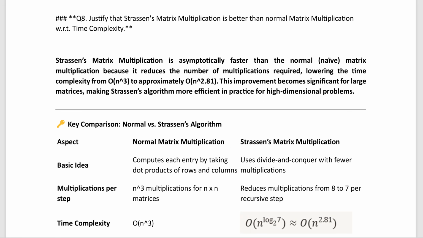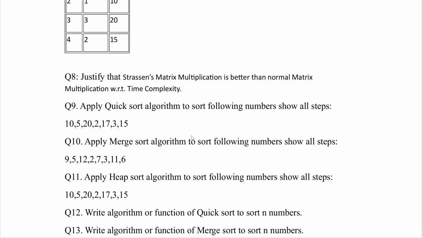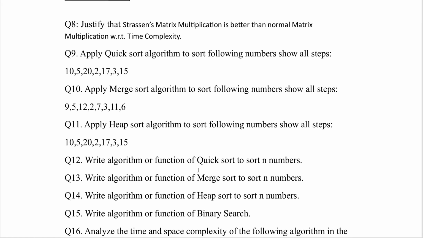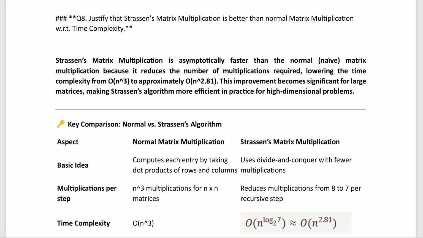Right. Now we jump to question number 8. Question number 8 says: justify that Strassen's matrix multiplication is better than normal matrix multiplication with respect to time complexity. So we have to justify that the time complexity of Strassen matrix multiplication is less than the time complexity of normal matrix multiplication, right? So now see, Strassen's matrix multiplication is asymptotically faster than the normal matrix multiplication.